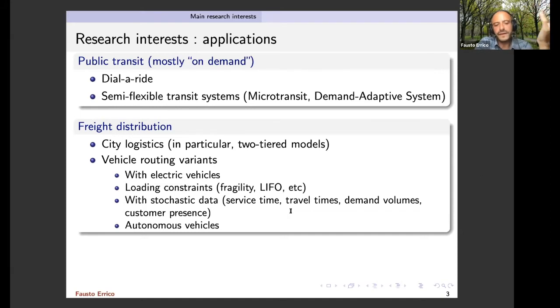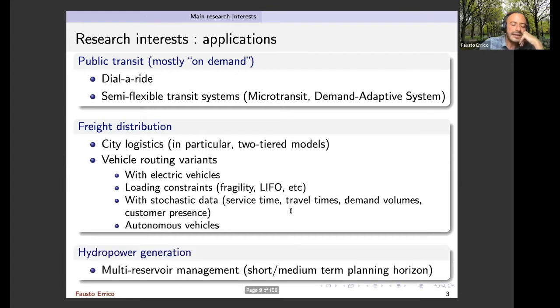What happens if the autonomous vehicles are free, in a sense, to choose what's going to be the next customer? I have a PhD thesis ongoing right now on this. And I've been working a little bit on hydropower generation, in collaboration with Hydro-Québec.